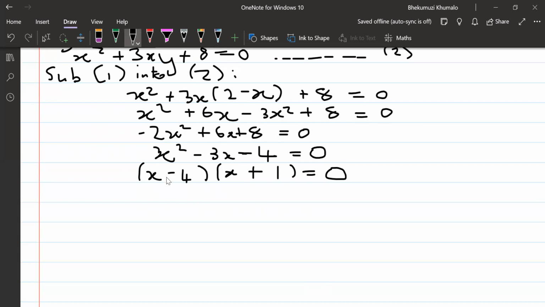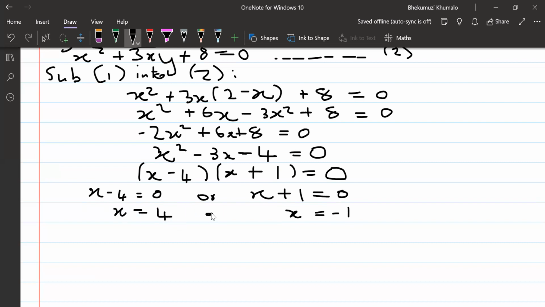And then when we multiply -4 with x, it will give us -4x. But then with 1 and x, that's positive x. And when you add -4x and plus x, that will give you -3x, right? Just as a reminder. And then from there you can say, okay, x minus 4 is equal to 0, or x plus 1 is equal to 0, right? And then the answer is x is -1 or 4, right?